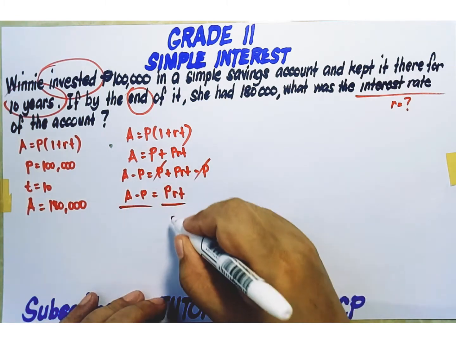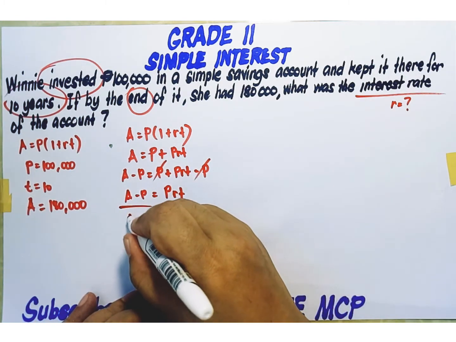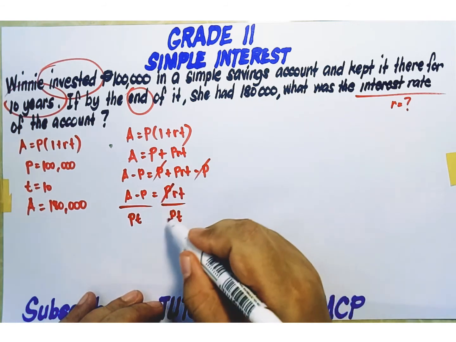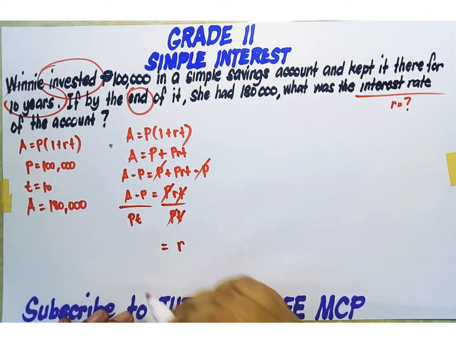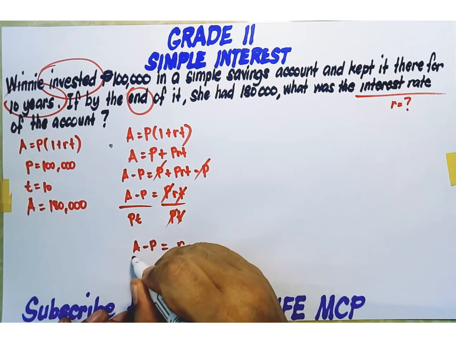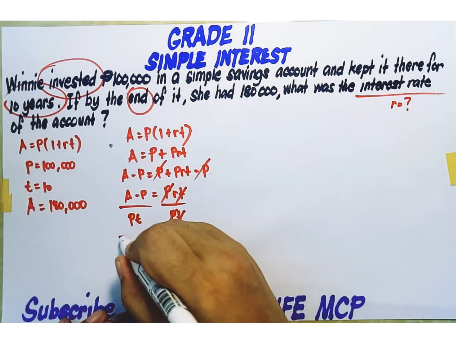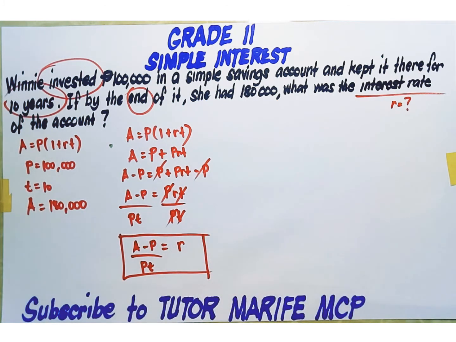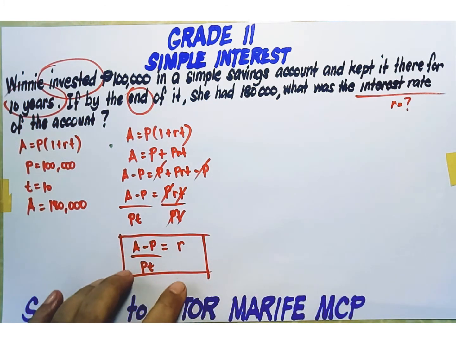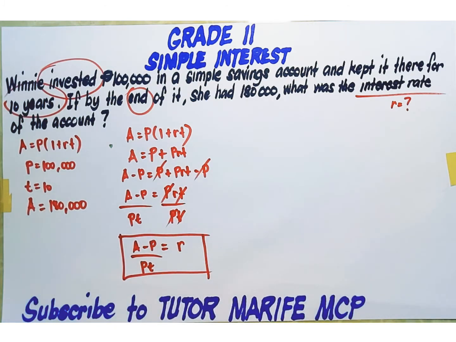Use division property of equality to eliminate P and T on the right side. Divide both sides by P times T. Cancel out P, cancel out T. R is on its own. R is equal to A minus P divided by P times T. This is the derived formula for R. Let's use this formula to solve our unknown.